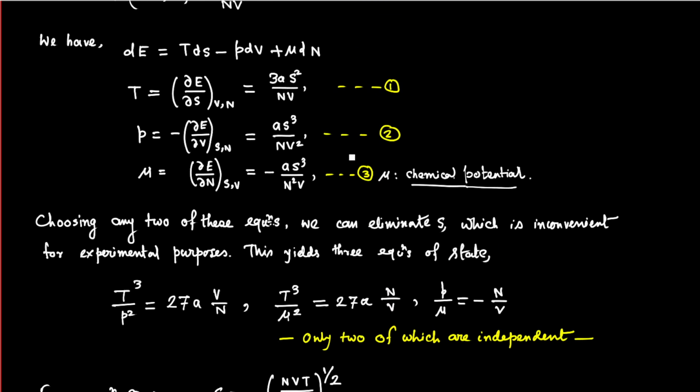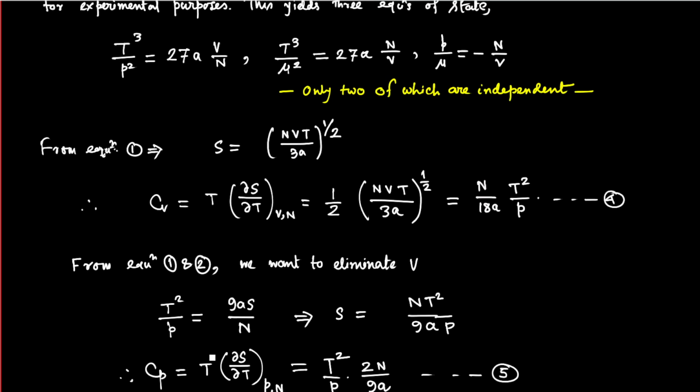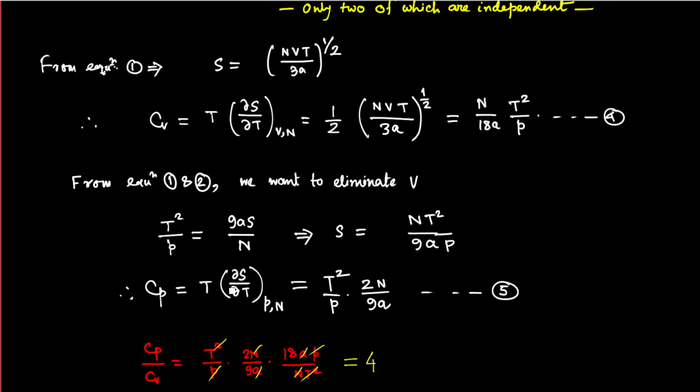From equations 1 and 2, if we eliminate V, we will get T square by P equals 9aS by N, and S equals this. Cp is T dS/dT, with P and N constant. T square by P times 2N by 9, equation 5. Now Cp by Cv equals 4.